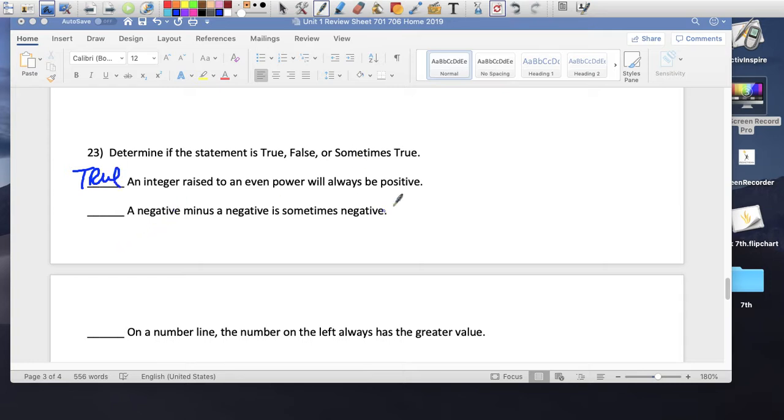A negative minus a negative is sometimes negative. So let me pick a negative. Negative 3 minus negative 7.